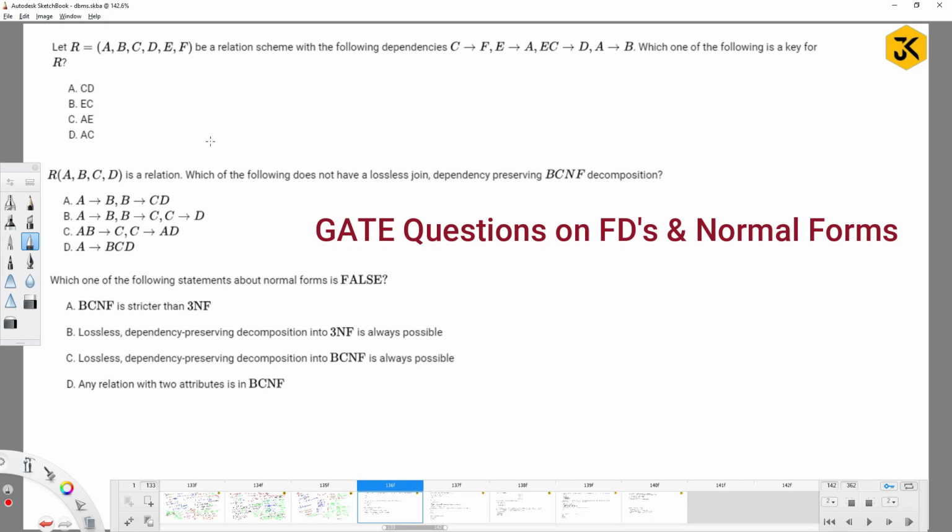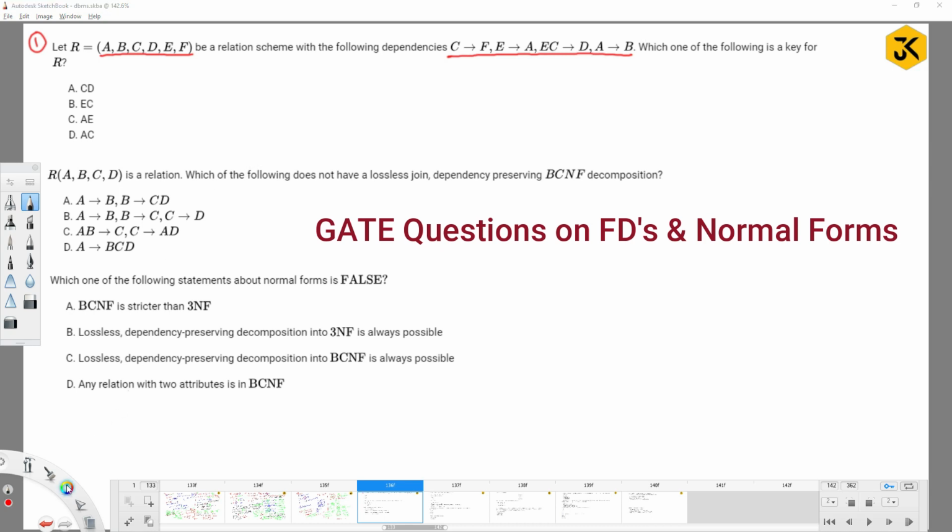Let's solve the first one. Let R be a relation which contains 6 attributes, namely A, B, C, D, E, F, with the following dependencies: C determines F, E determines A, EC determines D, A determines B are the FDs. Which one of the following is a key for the R?